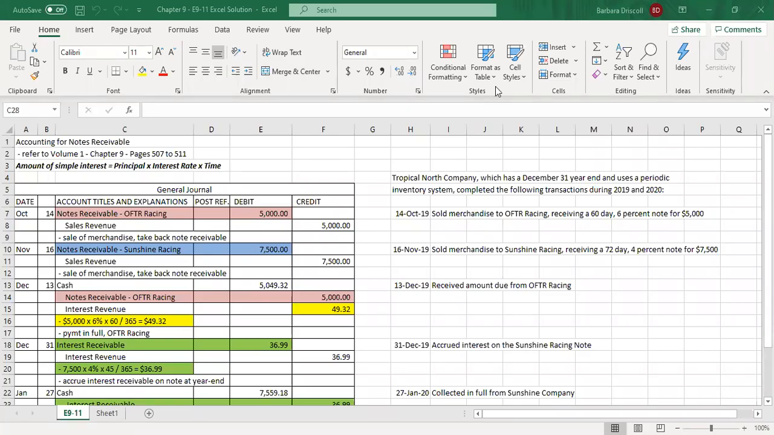In this video, we will review accounting for notes receivable using the example of exercise 9-11 from chapter 9 of volume 1 of our textbook. Notes receivable are more formal than accounts receivable. The borrower or debtor signs a promissory note accepting the conditions of borrowing. The note also serves as evidence of the transaction.